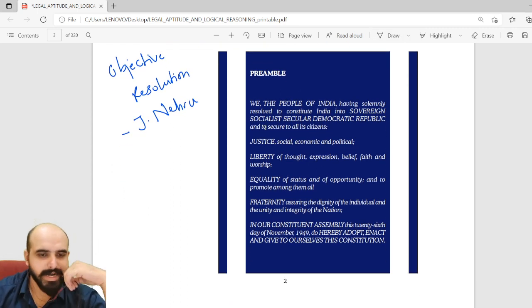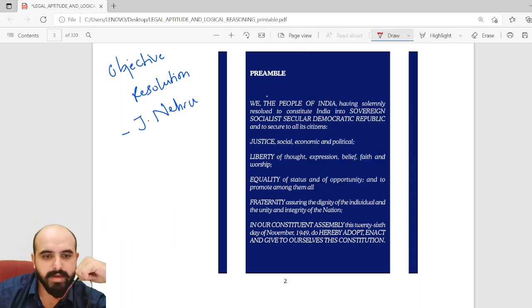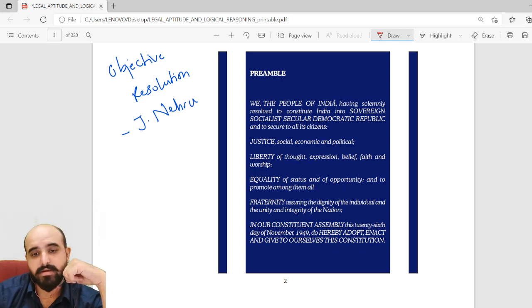So let's get to it, guys. We'll break this down for you now. So first, if you see this here, the preamble starts with "We the people having solemnly". So guys, it would be good if you could memorize it. It is very easy to understand.